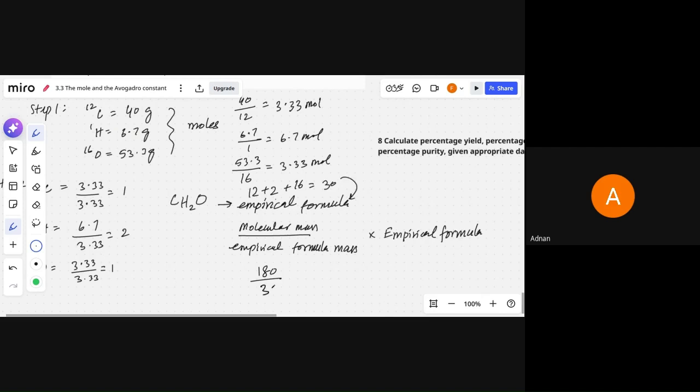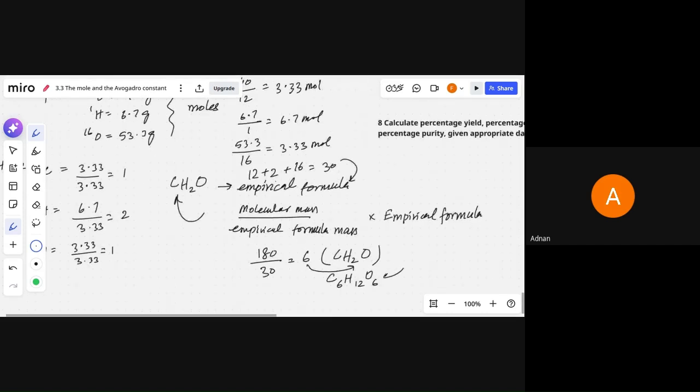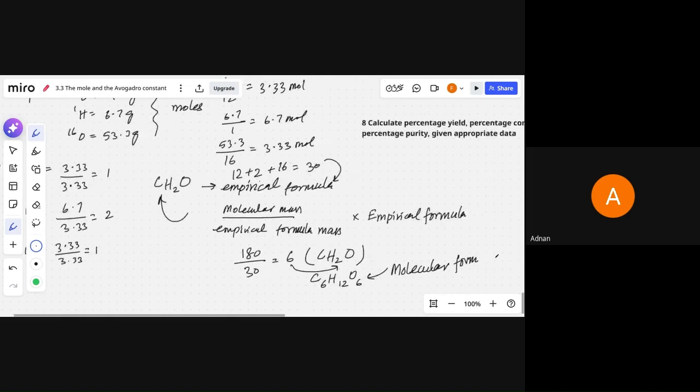So 180 divided by 30, we get 6. So 6 times the empirical formula, which is CH2O, which we just calculated here. And 6 times carbon, 1 times 6, we get 6 carbon atoms. 6 will be multiplied by 2, and this will be 12 hydrogens. And 6 times 1 oxygen, there will be 6 oxygens. So this is the molecular formula, C6H12O6. So this is how you find the empirical formula, and then you convert it into a molecular formula.